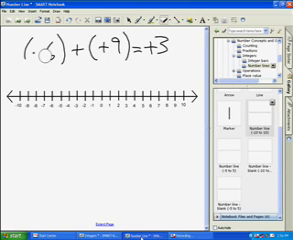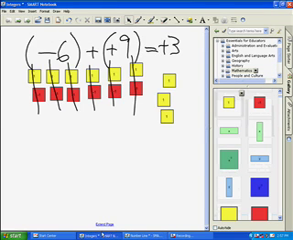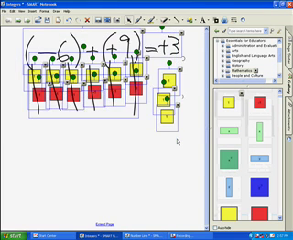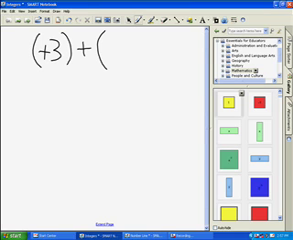So that is a negative number plus a positive number. Last but not least, we're going to do a positive number plus a negative number. All right? So we're going to clear off all of this stuff. And we're going to take a positive number, like positive 3, and we're going to add on a negative number. So we're going to add negative 4.